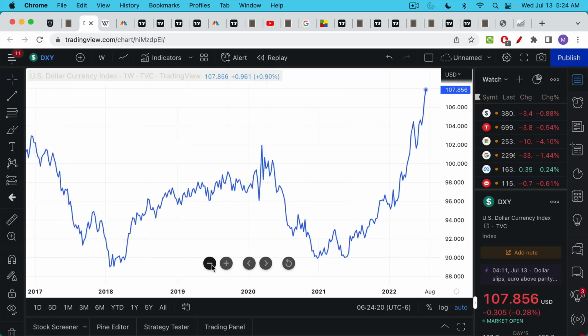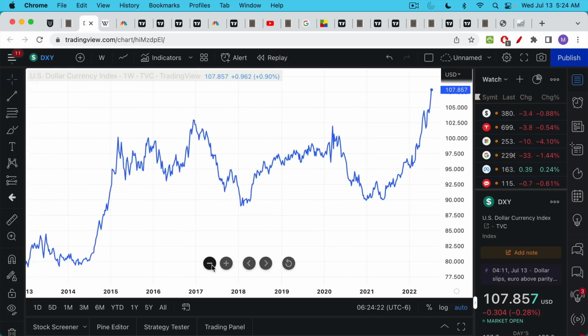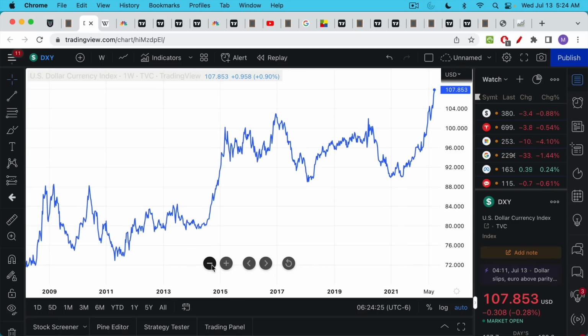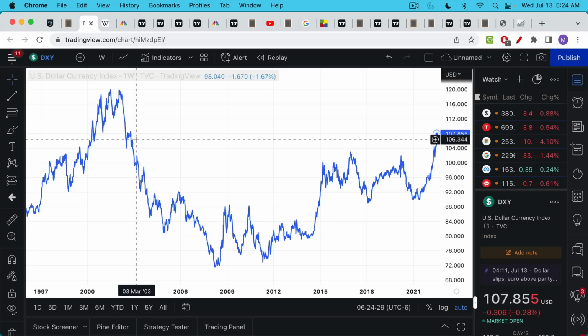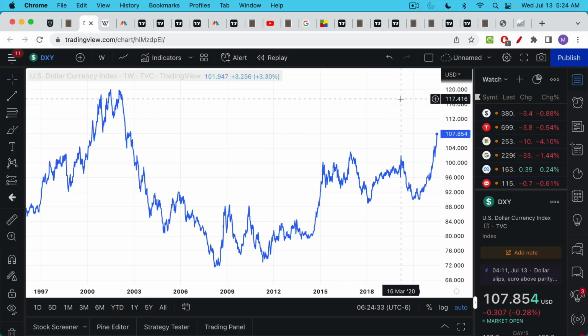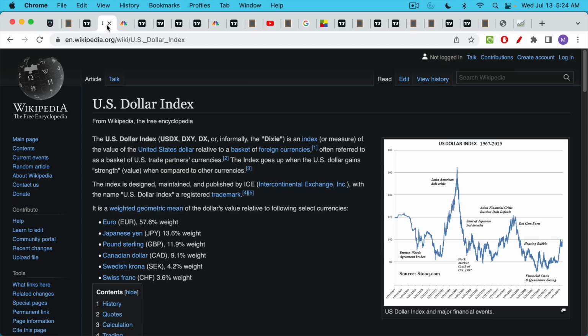for the year. Just to put it in perspective, we can scroll out and see that we're really tracing out decade highs here. We haven't been this high since the mid 2000s. So this is definitely a significant move. It's one that a lot of people have been talking about. I wanted to talk about what the US dollar index actually is.